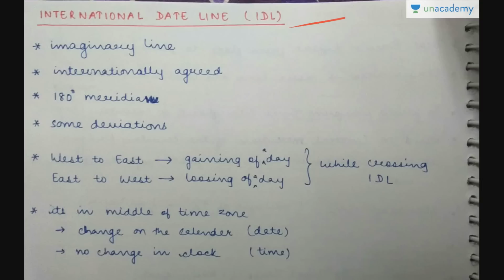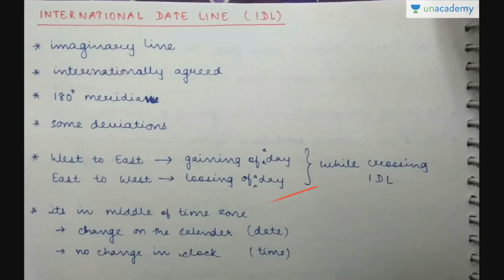Why is this special? Because you'll see there is some exception in this line. There are some deviations when this line is drawn. Usually, all the lines are drawn very straight, but this line is zigzag. Why? I'll tell you. These are very important key points. While crossing the international dateline, 180 degree, when we move from west to east, there is gaining of a day. When we move from east to west, there is loss of a day.